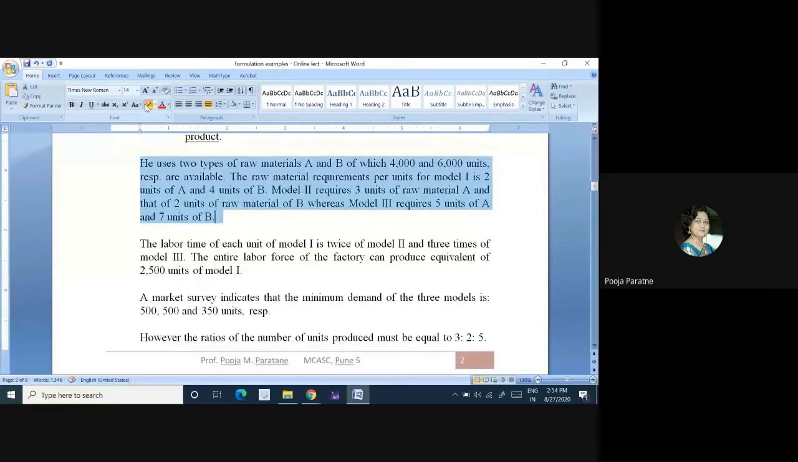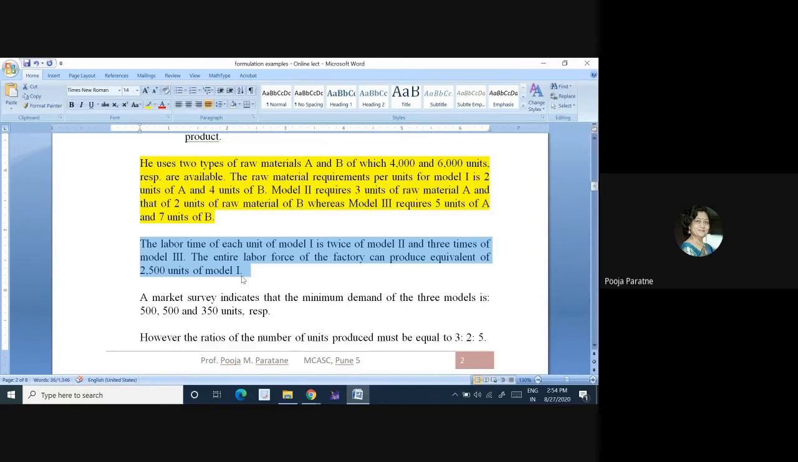Okay. Now we will go to the next paragraph. Here they are talking about something time related. The labor time of each unit of model 1 is twice that of model 2 and thrice, three times, that of model 3. It means they have given the relation between the times of model 1, model 2 and model 3. Let us discuss it afterwards. First, we'll complete this. The entire labor force of the factory can produce the equivalent of 2,500 units of model 1.